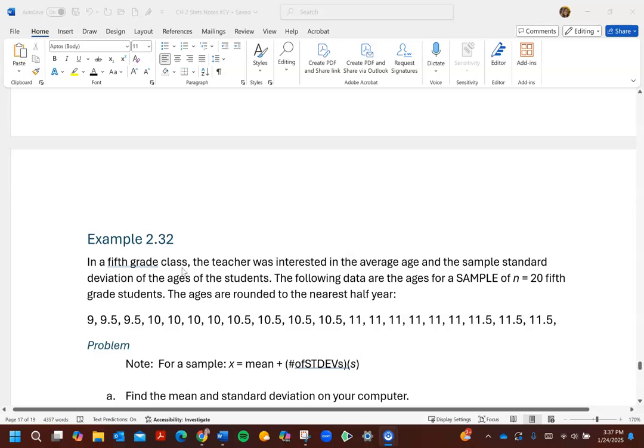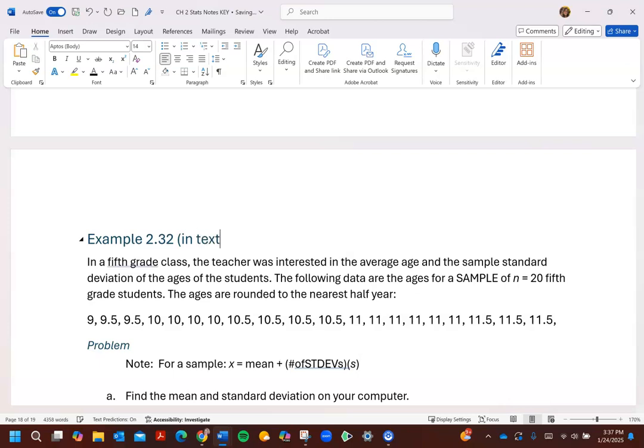So in a 5th grade class, this comes from the book. Actually, it's just a textbook example. Just because I'm doing it a little bit differently, we're not using the formula, so I want you to see how it lays out in here, and it's a good one to practice. We have this averages of 5th graders, and we have 20 5th grade students, and here's their ages rounded to the nearest half year. So we're going to have to find out some other information.